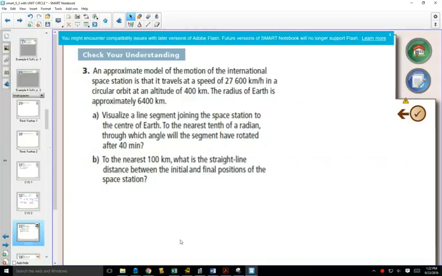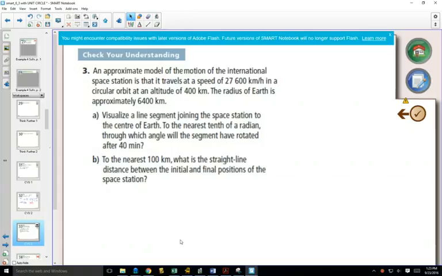An approximate model of the motion of the International Space Station is that it travels at a speed of 27,600 kilometers per hour in a circular orbit at an altitude of 400 kilometers. And we all know that the radius of the Earth, last time we measured, was 6,400 kilometers. Good.